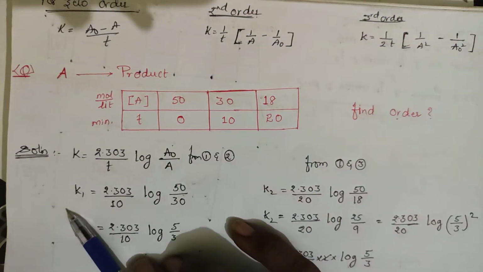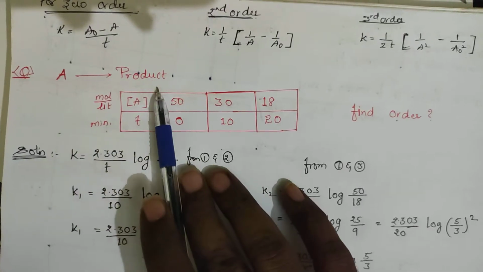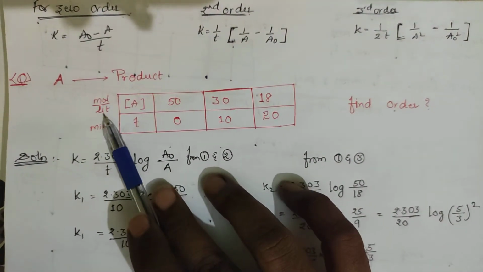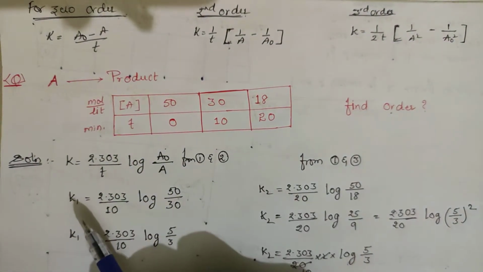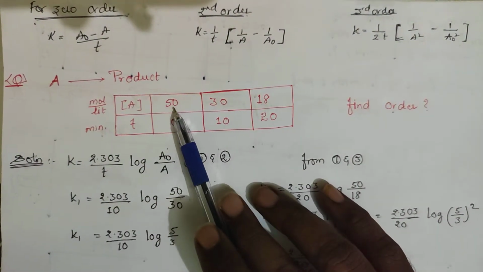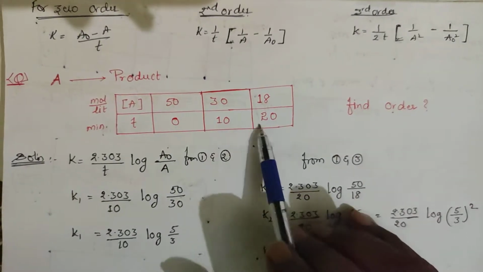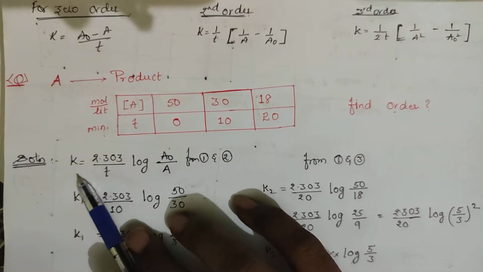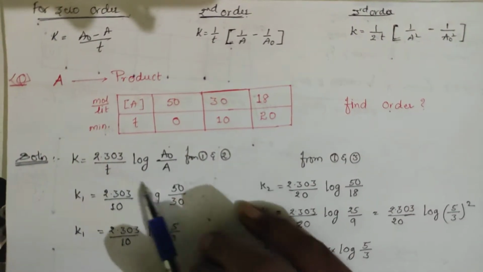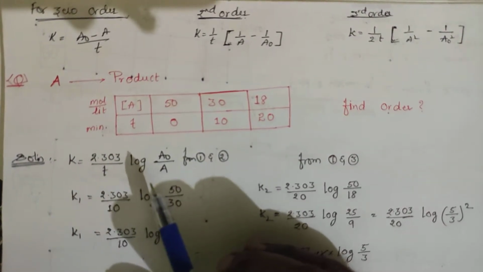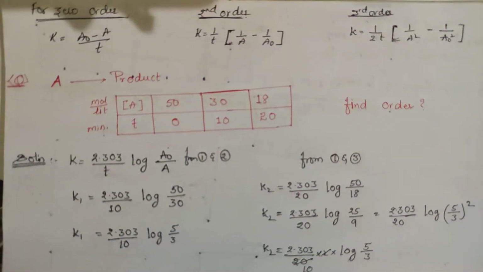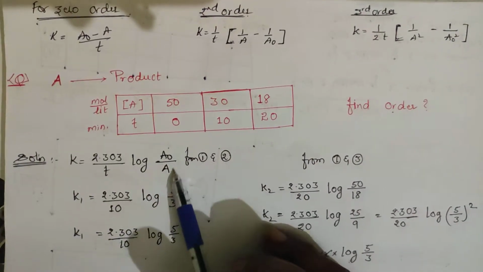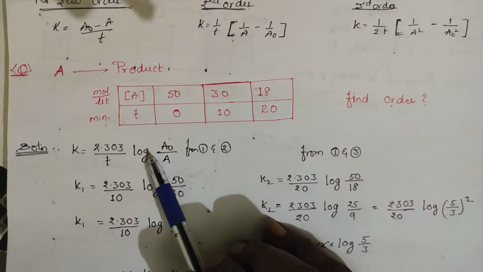So let us take one example now. A has been converted to product. The initial concentration of A in moles per liter has been mentioned, and time also has been mentioned. A is taken as 50, 30, 18, and time is 0, 10, 20. So from 1 and 2, what I am doing is taking this equation to check whether it belongs to first order or not. If not, we will go for zero order. If not, then we will go for third order or second order, anything. I am assuming this to be first order.